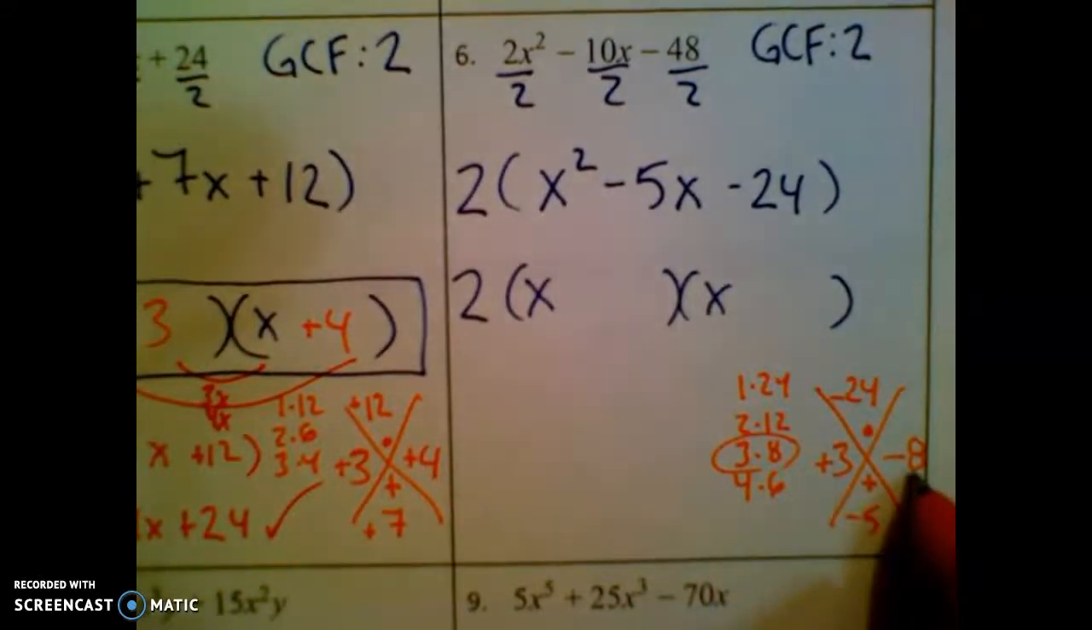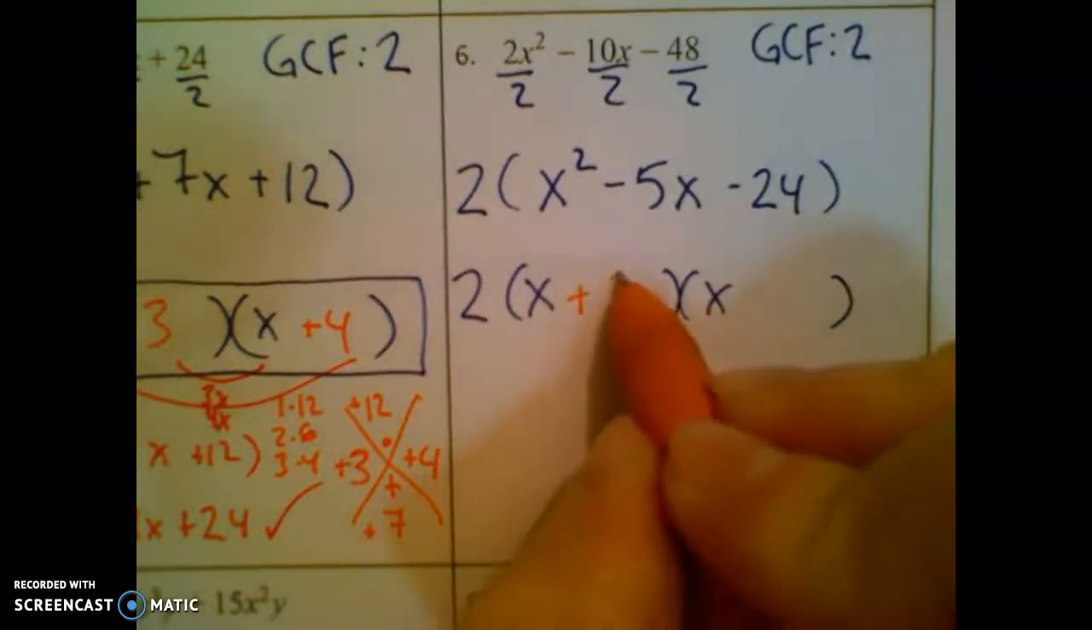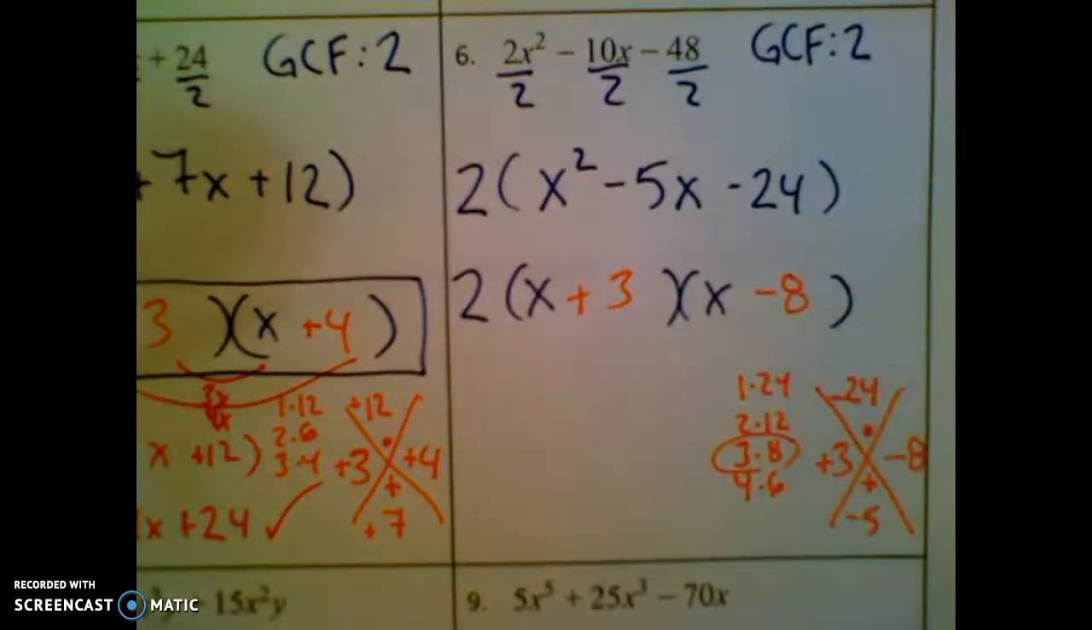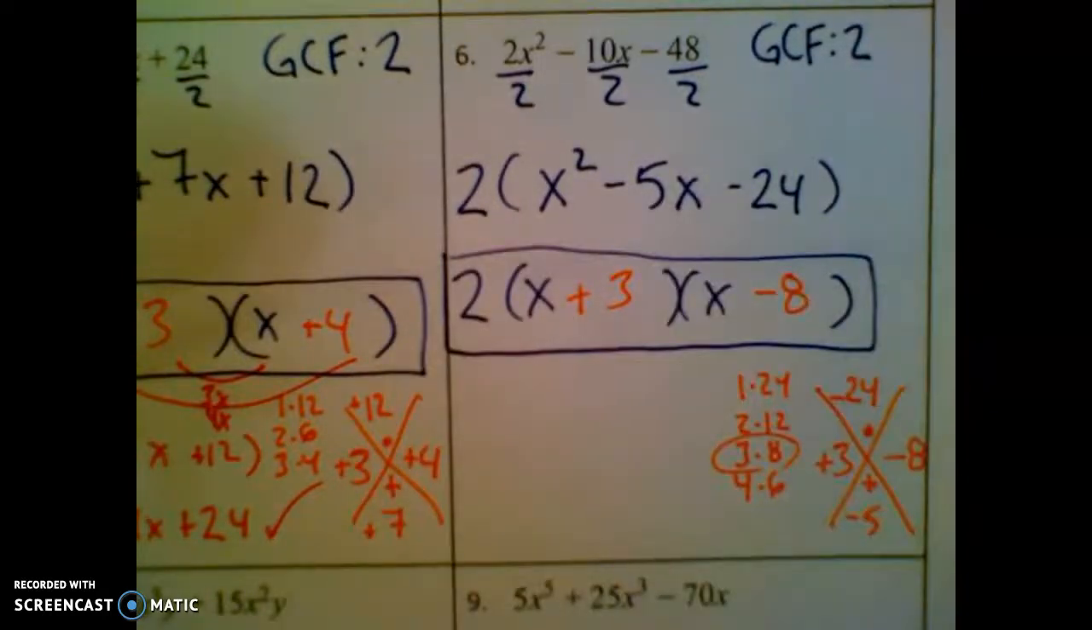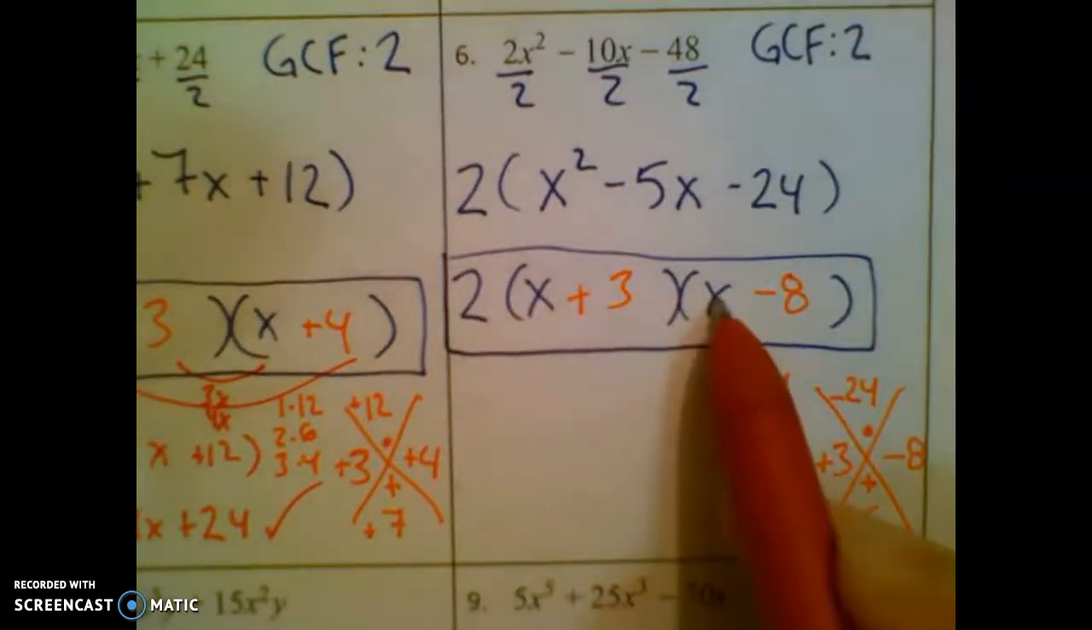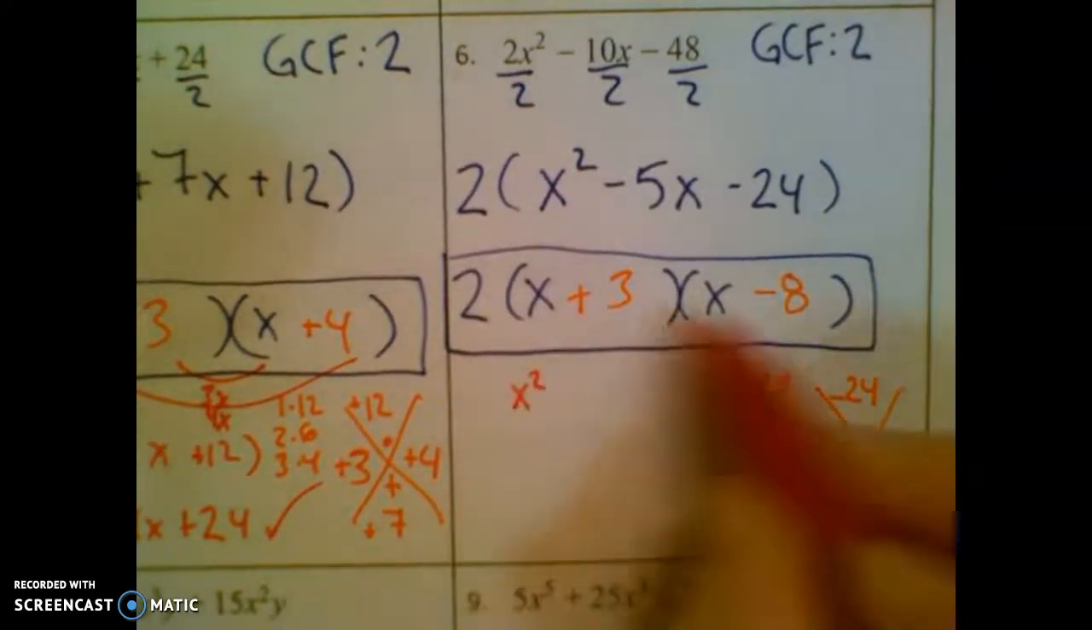Is positive 3 times negative 8 negative 24? Yes, it is. So then just fill in your values and you are done. Again, I'm just going to check. I know that x times x is x squared, and that's a negative 24.